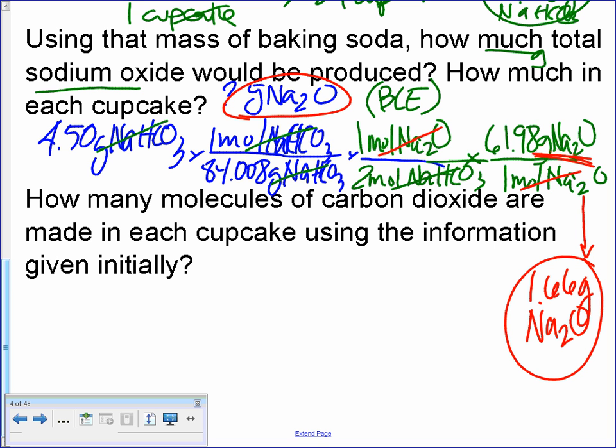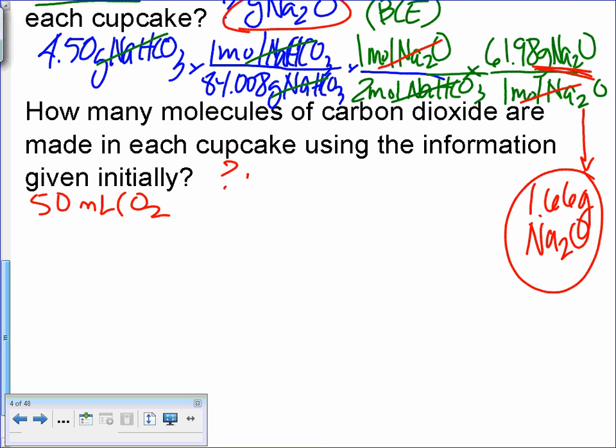Okay, so last one. How many molecules of carbon dioxide are made in each cupcake using the information given initially? So what information was given initially about the carbon dioxide? Because it's asking about carbon dioxide, right? What was given initially? 50 milliliters. So 50 milliliters of CO2. That's still our starting point. That's our given. What is our unknown? What is our question? So question is molecules of CO2.